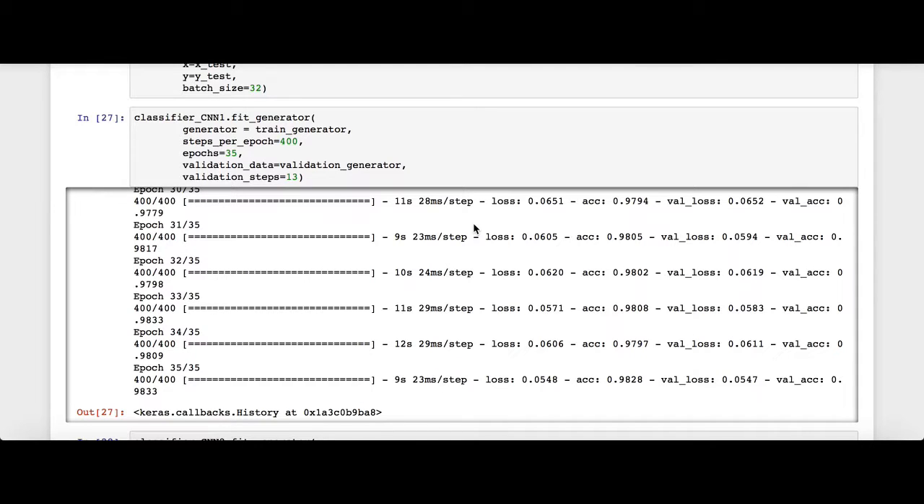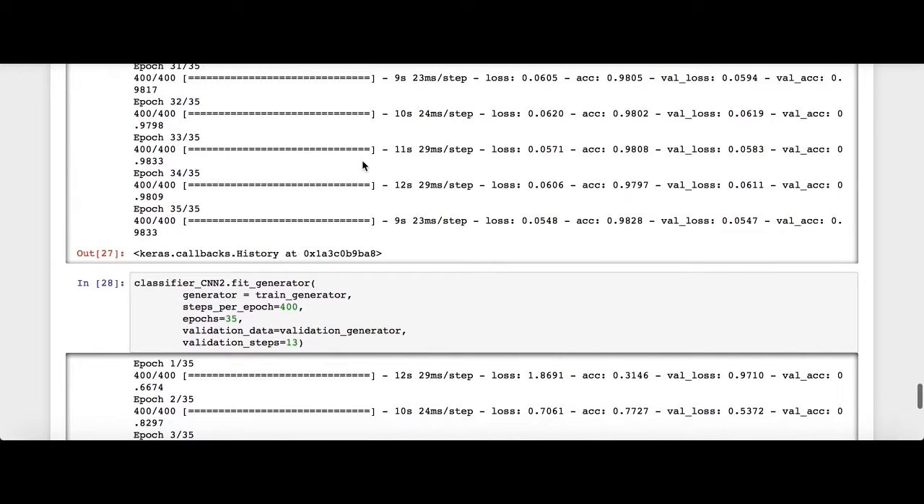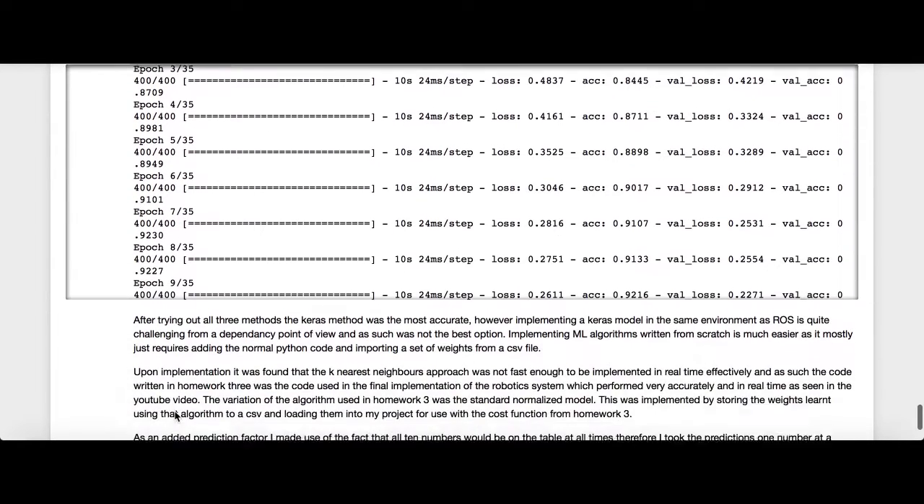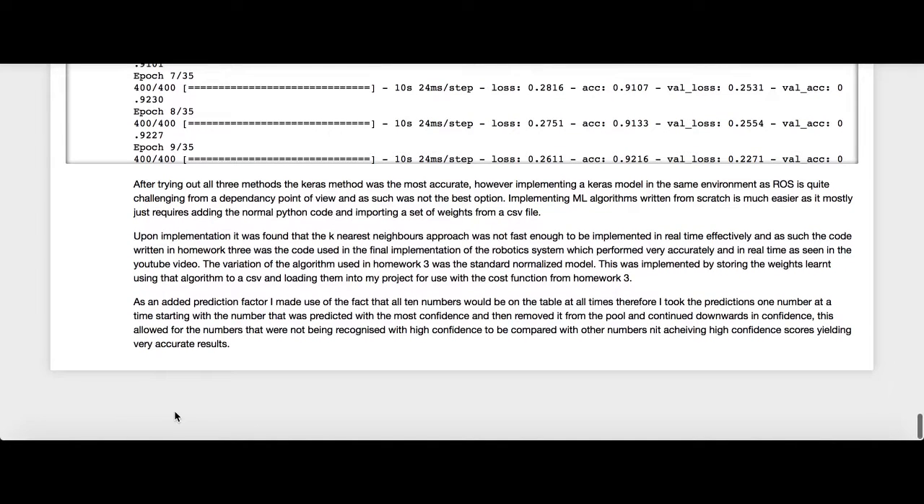Most of the problems that I had were more with interfacing with ROS, the robot operating system, than using the machine learning. Getting the two to work together was quite difficult. For that reason, I didn't implement Keras in my final project. It was too hard to get Keras to work with ROS. For that reason, I used one of my handwritten approaches. So I tried k-nearest neighbors.